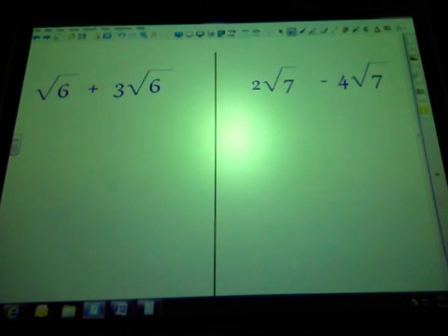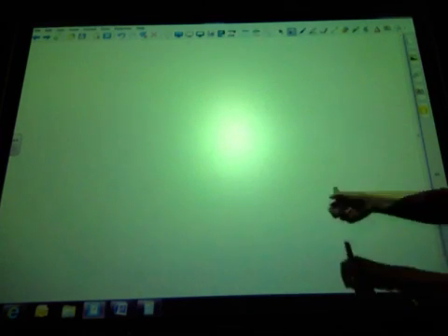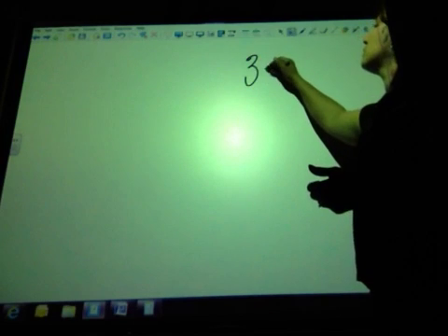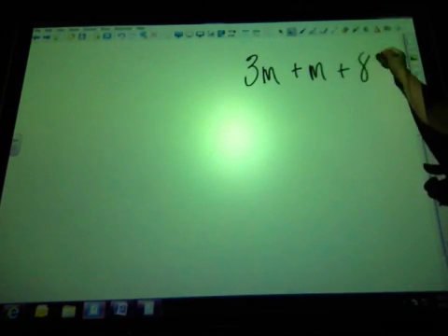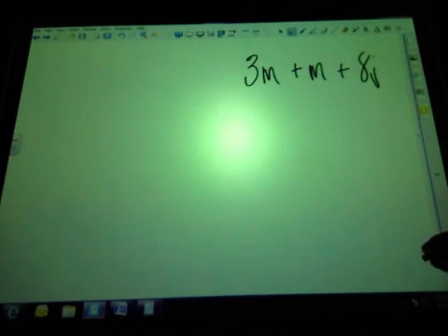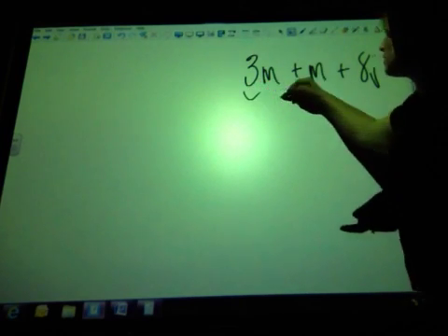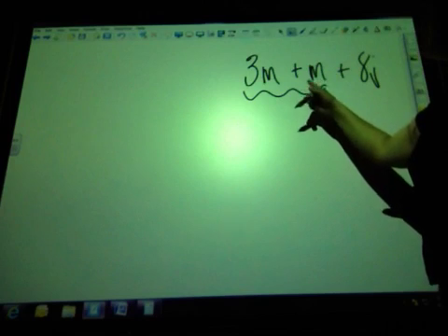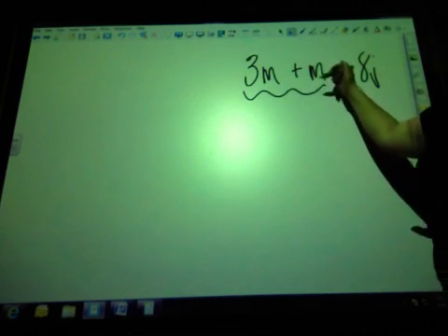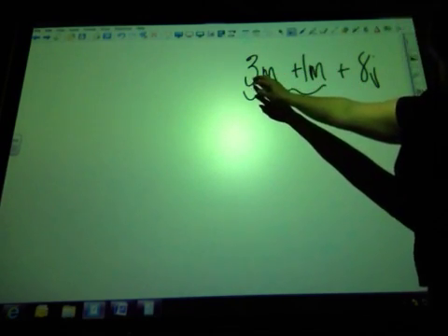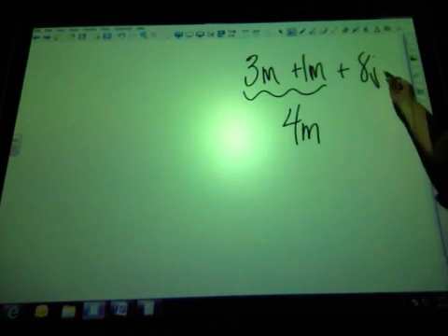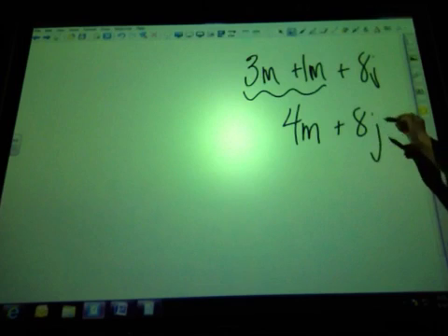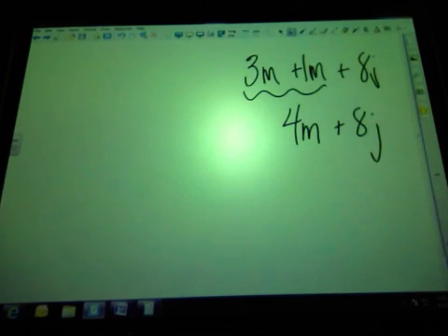And like, if you had a variable expression 3m plus m plus 8j, we can only put together the ones that are like terms. So in this, we could add 3m plus m. The m doesn't change. It's just that our coefficient in front of the m is going to change. 3m plus 1 more m would be 4m. We can't combine it with 8j because they don't have the same variable, so they're not like terms.